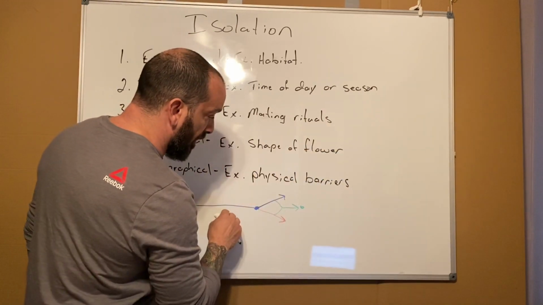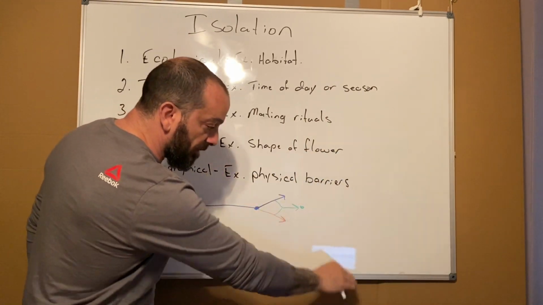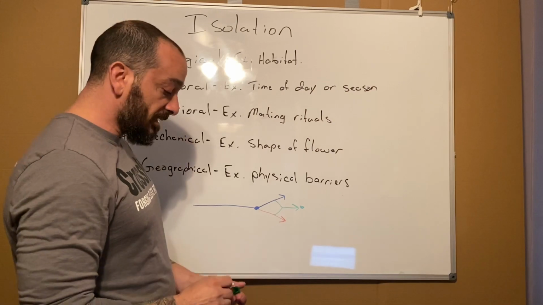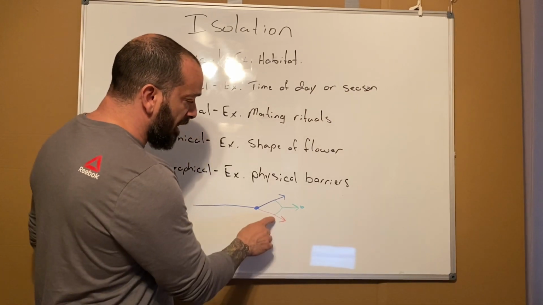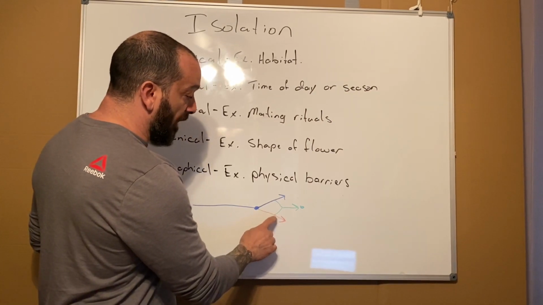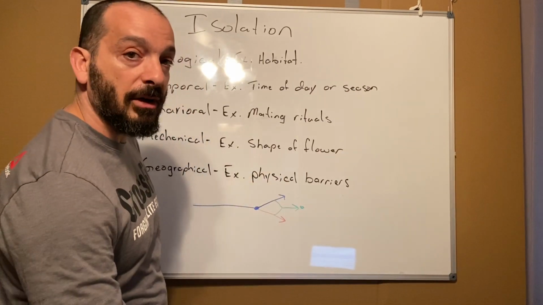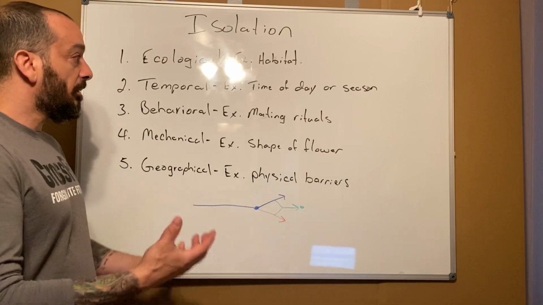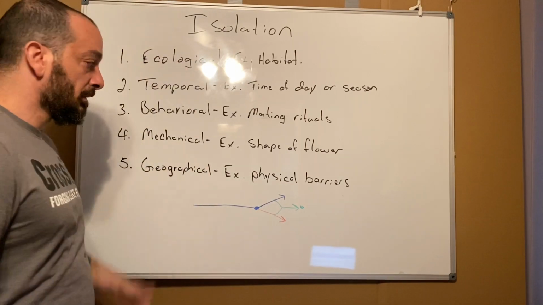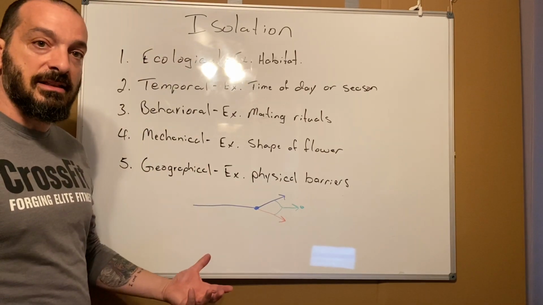That one stays whatever it was originally. This one becomes its own thing, right? And sometimes maybe this species is now more viable than that species, and that species gets wiped out and we don't even see it anymore, right? So this is how we wind up with different species.